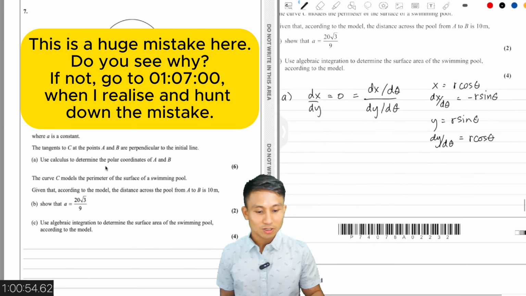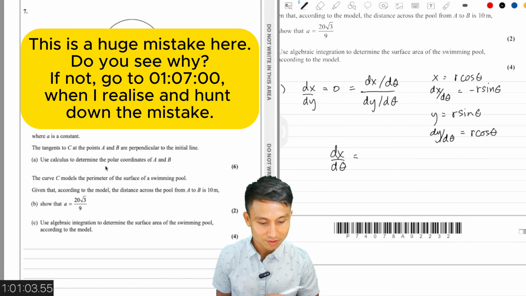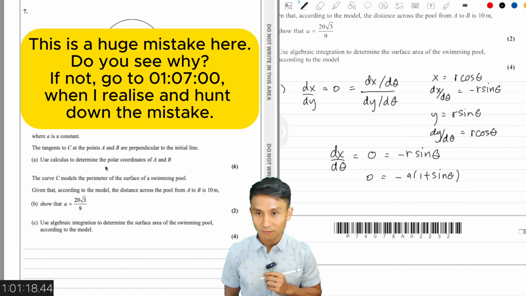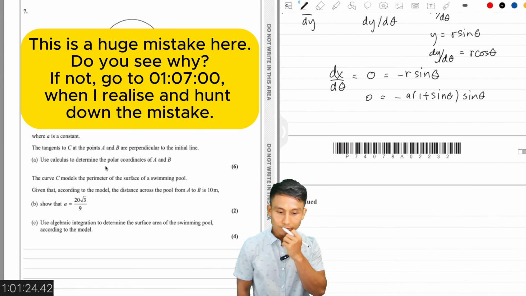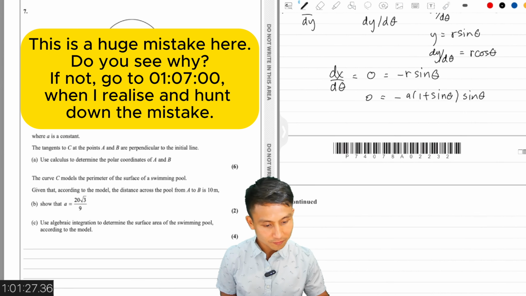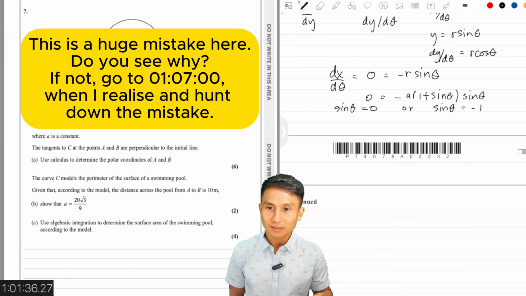Okay, yeah? So if that has to be 0, right? We can multiply that out. So that means dx by d theta alone has to be 0. And that is just minus r sine theta being 0. But minus r is just minus a(1 + sine theta). I just took the polar form equation there and multiplied with the sine theta here. And you equate that to 0. Okay? And then we're going to solve this equation. So the answer is surely one of them is sine theta is 0, or sine theta is negative 1. a doesn't mean much there. Yeah?